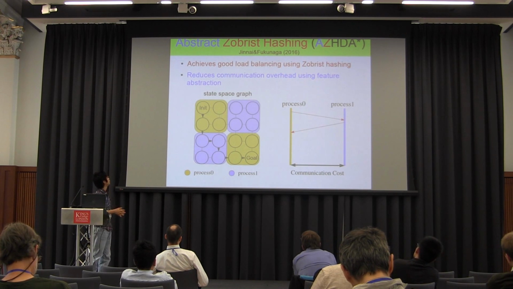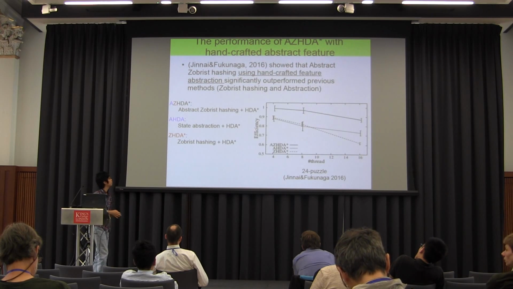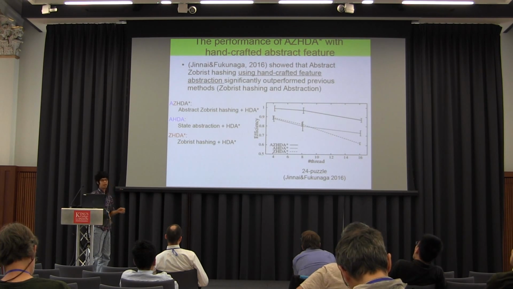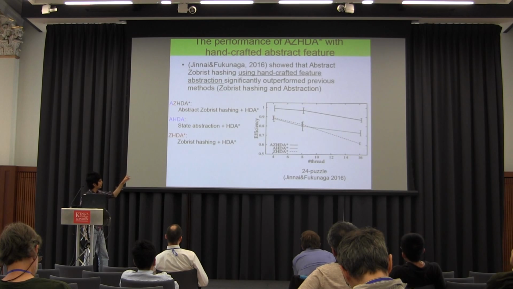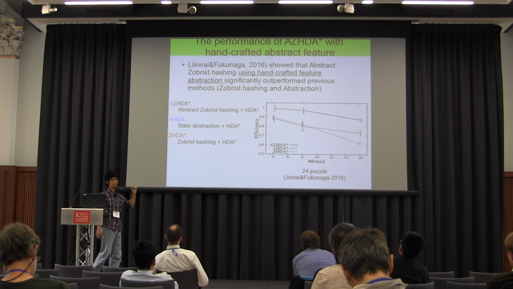So abstract Zobrist hashing achieves good load balancing using Zobrist hashing for distribution, and also it reduces communication overhead using feature abstraction. And in the previous paper, we showed that abstract Zobrist hashing using handcrafted feature abstraction significantly outperformed the previous method on the slide puzzle.